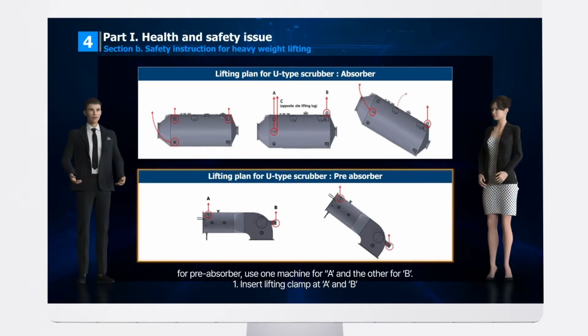For preabsorber, use one machine for A and the other for B. 1. Insert lifting clamp at A and B.